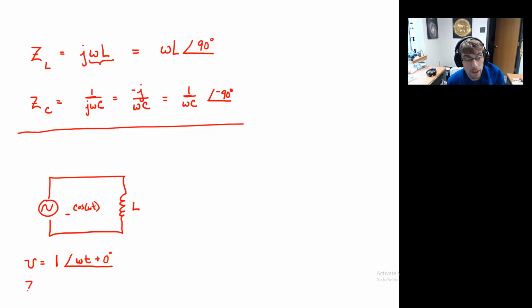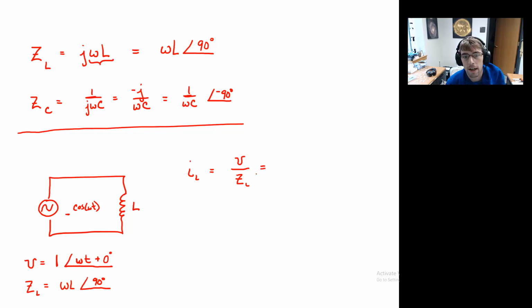Of course, we've already got our impedance written down. Since we're now dealing with this complex plane, it is omega L at 90 degrees. So let's say we're interested in finding the current running through the inductor. Because we have transferred this all into the complex plane, I can write the current of my inductor as the applied potential across the inductor divided by the impedance of the inductor.